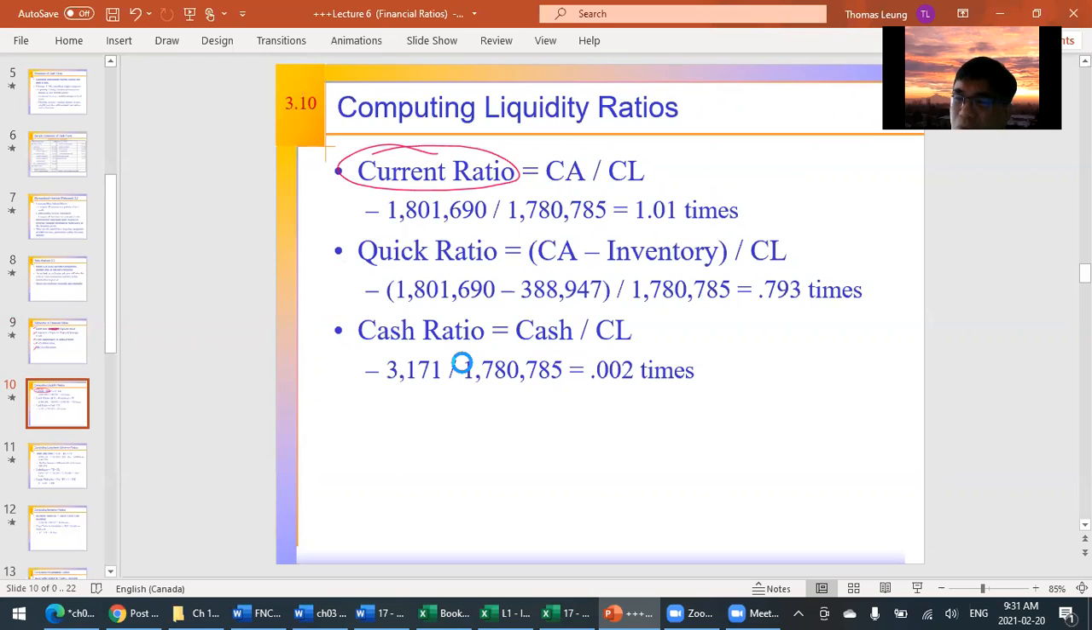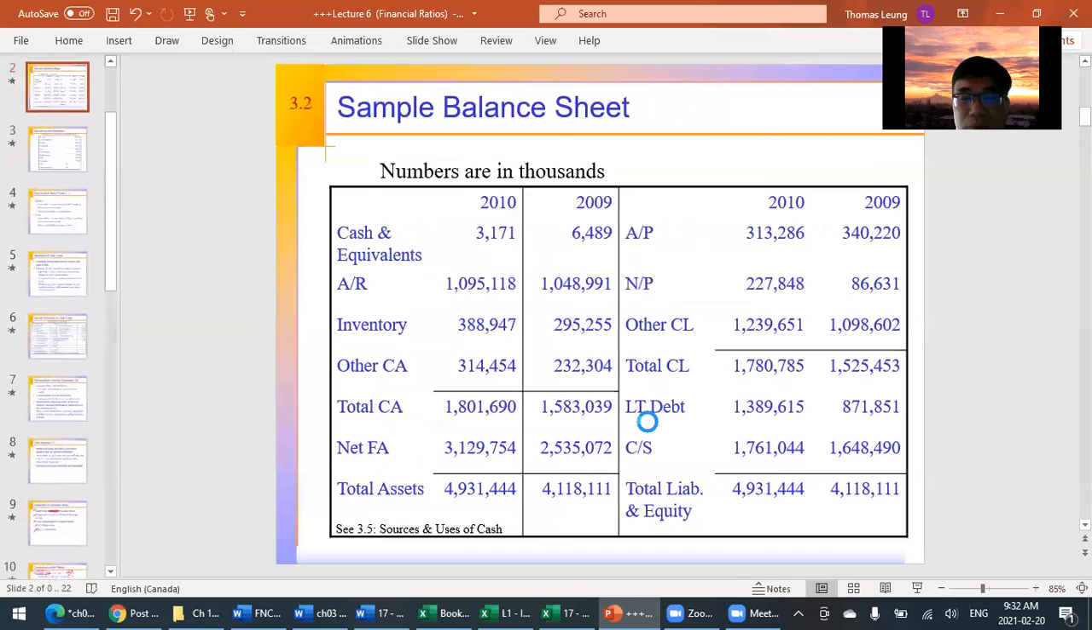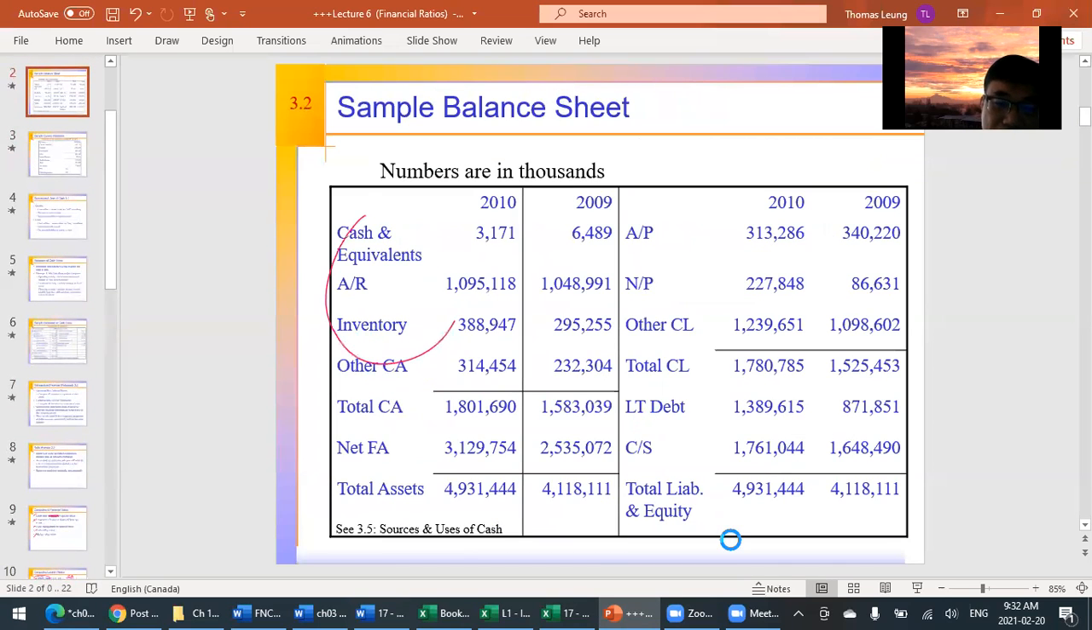Now, the very typical ratio that can tell you the short-term ability to pay the short-term liability is the current ratio, where we put the current assets and the current liabilities together. Do you know what current assets are? They are the assets that you can quickly convert into cash. Let's go back to here. These are current assets: cash, accounts receivable, inventory.